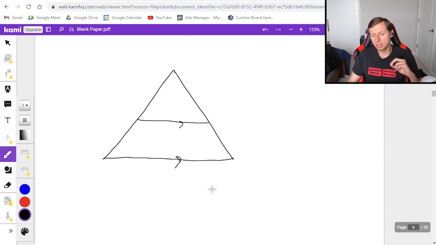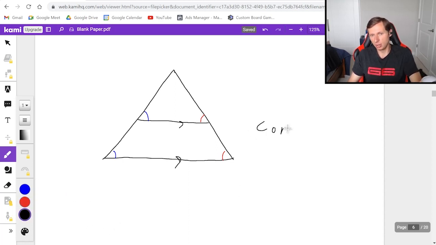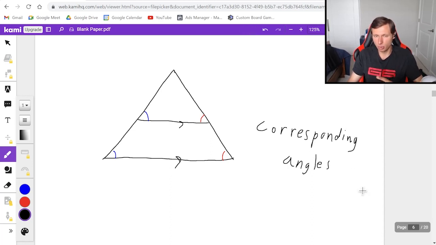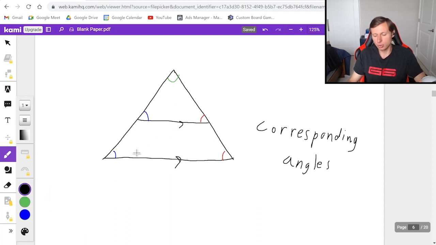Now, one of the properties of parallel lines is the fact that this angle is going to be congruent to this angle, and this angle in red is going to be congruent to that angle. This is known as corresponding angles. I'll just write that down for you. Now, the good news is you don't have to actually write this on the test. It's assumed that you already know this. By the way, since both triangles, the bigger one and the smaller one, share the top angle, all three angles are congruent. So immediately you know they're similar.